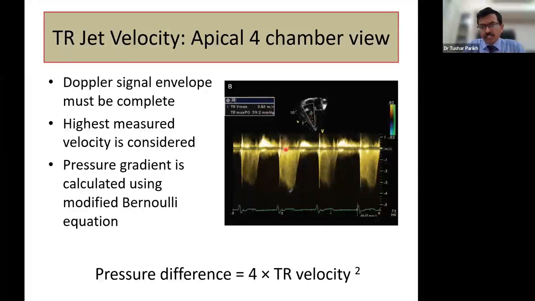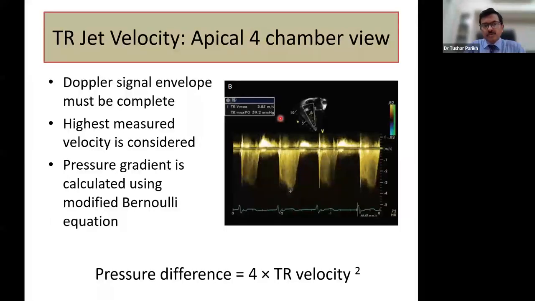So the regurgitant jet velocity is 3.85 meters per second, and the machine itself calculates with the Bernoulli equation, which is 4 times velocity squared, and that gives you a gradient of 59.2 millimeters of mercury. So the gradient across the tricuspid valve in this case is about 59.2 millimeters of mercury. So I hope this is clear. This is the most common method that we use, and we are going to use it later on also.